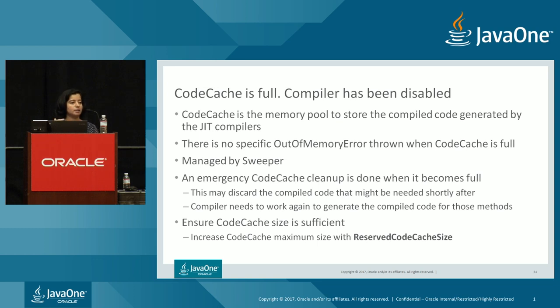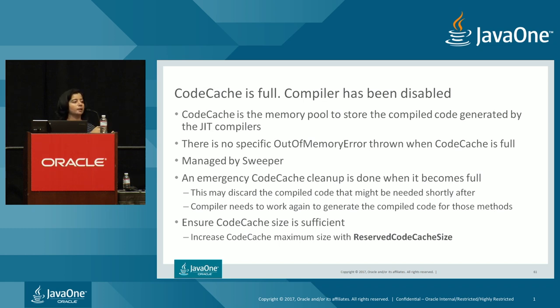But there are disadvantages. There are performance penalties when you see this message in your application run. So when the code cache becomes full, an emergency code cache cleanup is invoked, which actually discards almost half of the compiled code. And if that compiled code is required soon after it is discarded, then the compiler has to work again to compile those methods. So you would have performance degradation because your compiled code is gone.